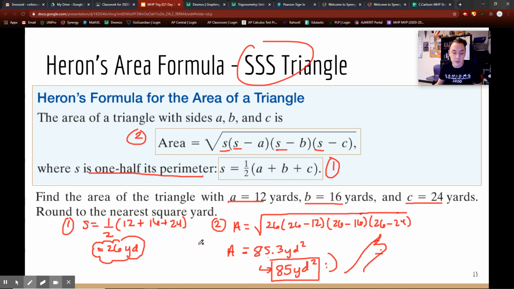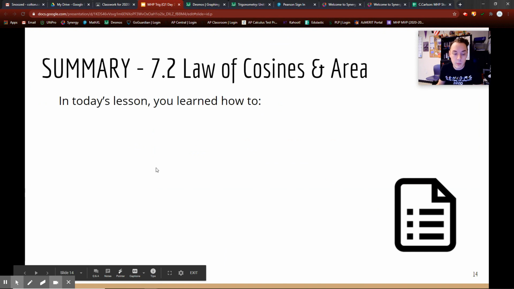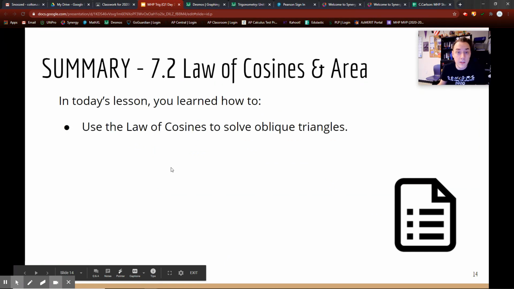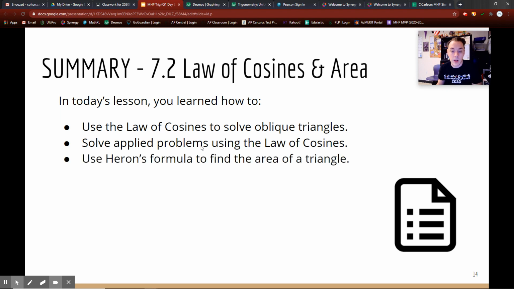Okay, let's erase this. Let's go to town on the summary. So what did we learn? We learned a couple things: the law of cosines and how to solve an oblique triangle. We solved applied problems also using the law of cosines, plus side, side, side oblique triangles, and we did a different formulation of the cosine there to do the inverse. We also used Heron's formula to find the area of a triangle. Given its half perimeter, side, side, side, we can find the area of that oblique triangle.